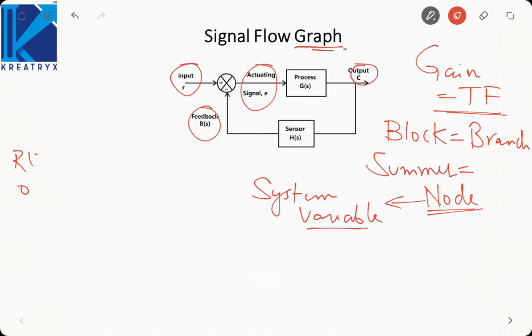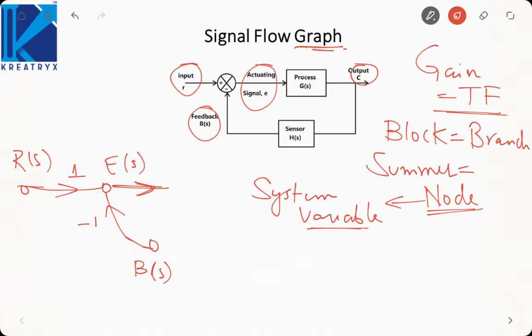First node will be representing R(s). Then this signal comes to the second node where another signal is coming, that is with gain -1. This node corresponds to B(s). So one node I have made for R(s), one node for B(s). Now this signal R(s) is coming with a gain 1. Here B(s) is coming with a gain -1. So it will become R(s) minus B(s). So this node would be represented by E(s). E(s) is equal to R(s) minus B(s). Now the next node corresponds to C(s). Between E(s) and C(s) the gain is G.